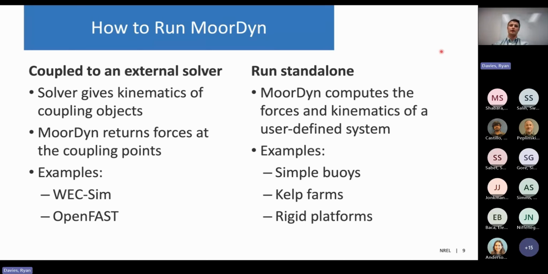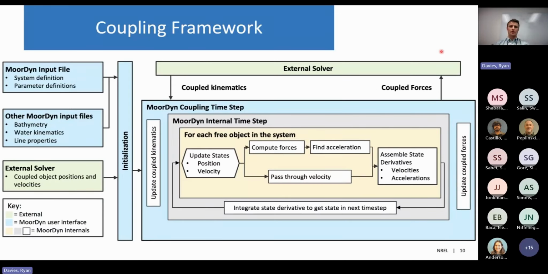This is where MoorDyn will compute the forces and kinematics of a user-defined system of free objects. This has been done for simple buoys, kelp farms, and also rigid platforms like that Stingray device I talked about earlier. So that's the overview of all the pieces. Here's how they fit together.